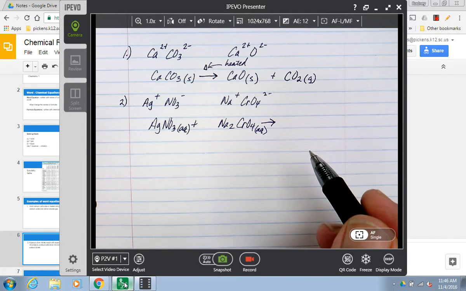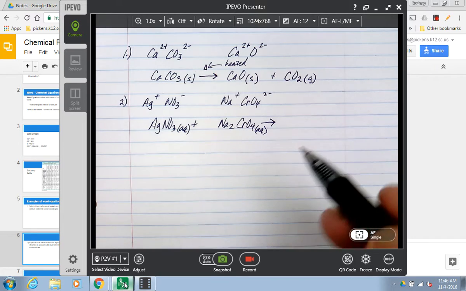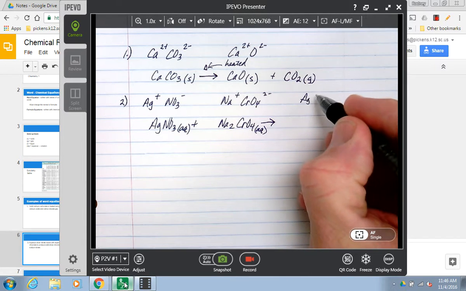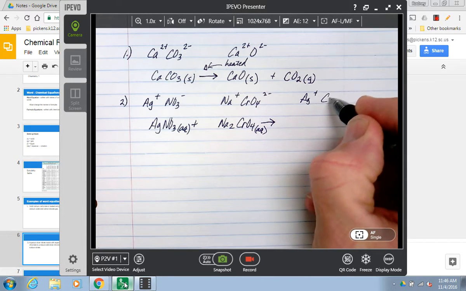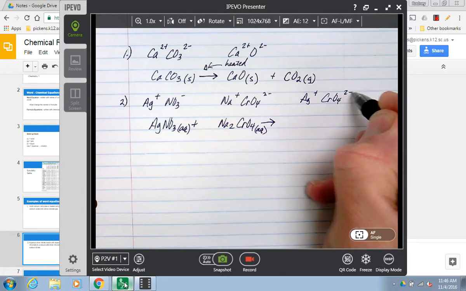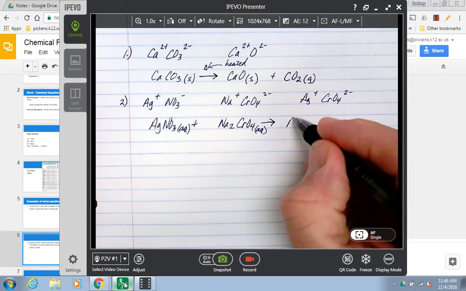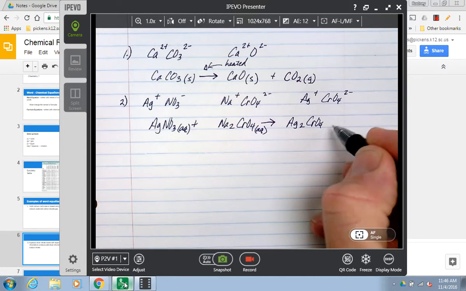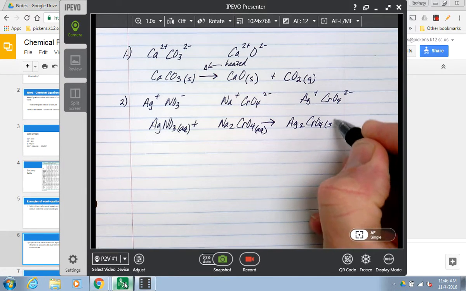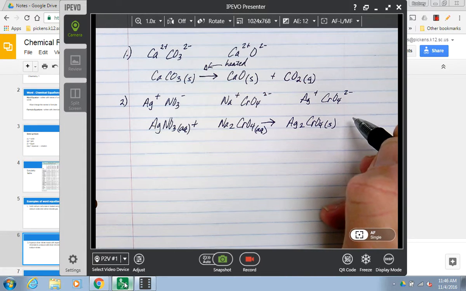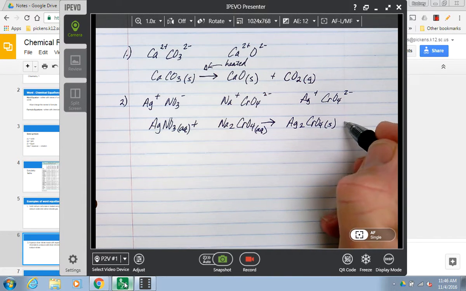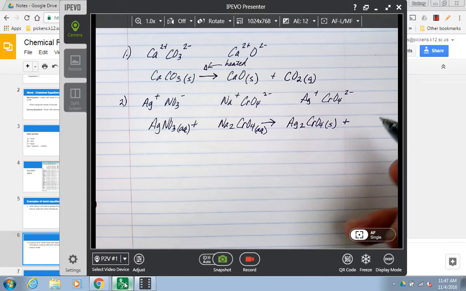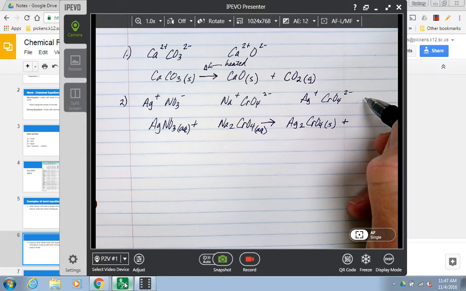All right, then it says it forms solid silver chromate. So silver, again, is Ag plus 1. Chromate is CrO4, 2 negative. So this is going to need to be Ag2CrO4. And this says it's a solid, so we're going to put a little S right here. And it also produces aqueous sodium nitrate. So we'll put a plus sign, because we say and, just like in math, we put a plus sign. And then it has sodium nitrate.